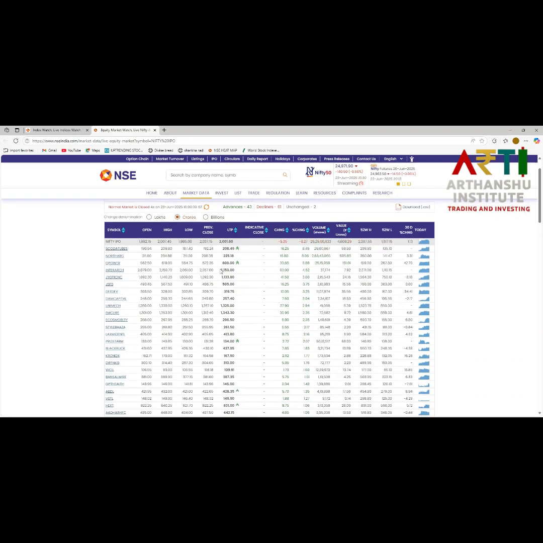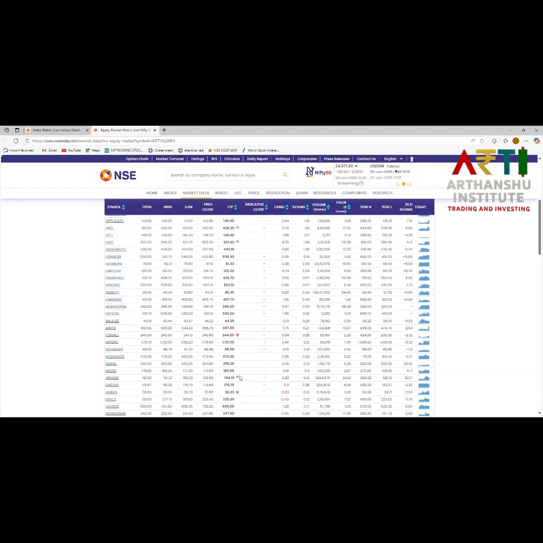Here just look for these green signs. These green signs mean the stock is near its high, all-time high or a new high, for these stocks initially. If you have time, go through the whole list and find our setup.